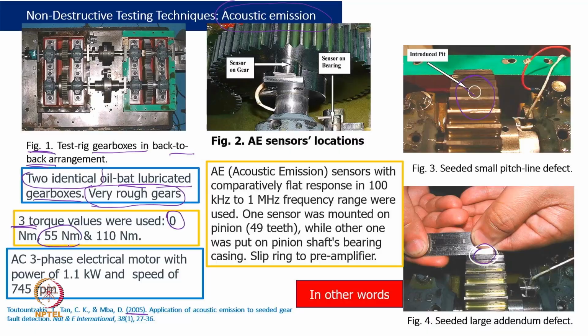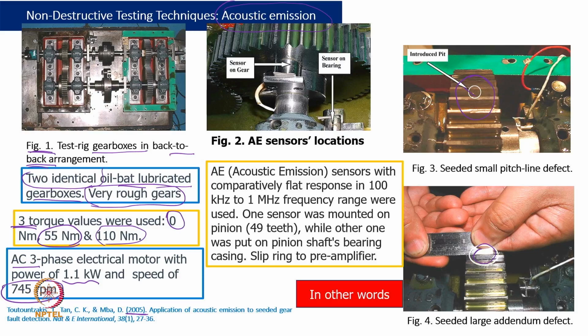Of course, this whole setup was run for 3 different test settings, 3 torque settings. One is no load at all, no power transmission, only the rotation, and in the second case they operated at 55 Newton meter, that is a torque value, and after that they doubled that value, that is 110 Newton meter. The whole setup was run with a 3-phase AC motor, with power of 1.1 kilowatt, and they operated at 745 rpm. This is basically to predict what kind of frequency we will be getting, and what kind of signal denoising we require for that purpose.